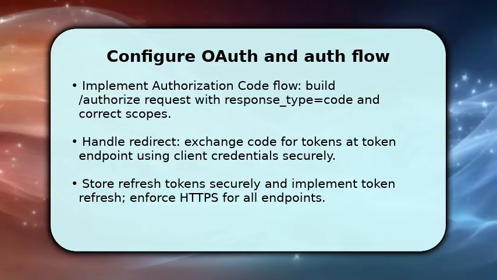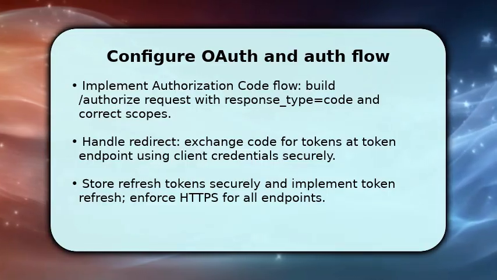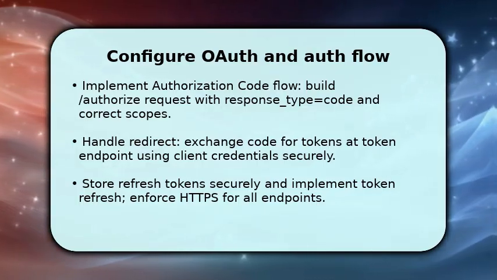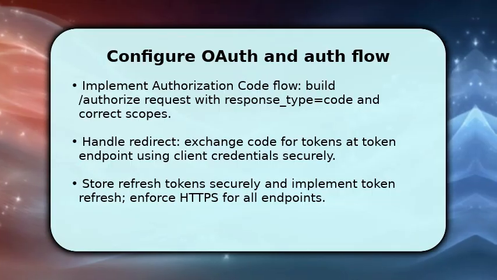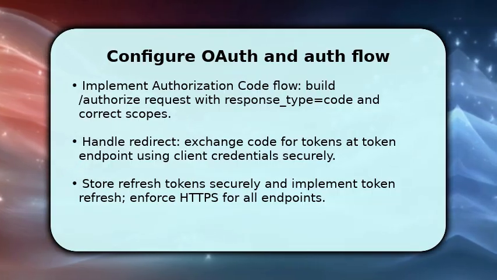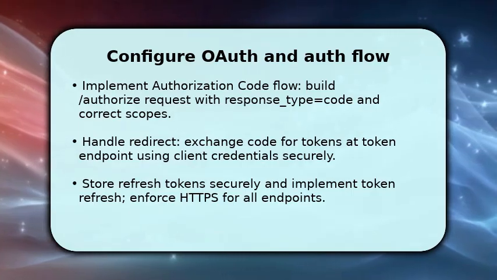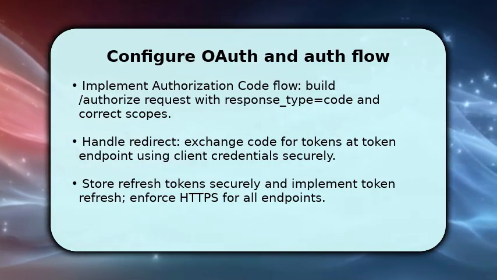Next, implement the OAuth authorization code flow against Gckey's endpoints. Construct the /authorize URL with response_type=code, client ID, redirect URI, and required scopes. Include a unique state and PKCE code challenge if using public clients.